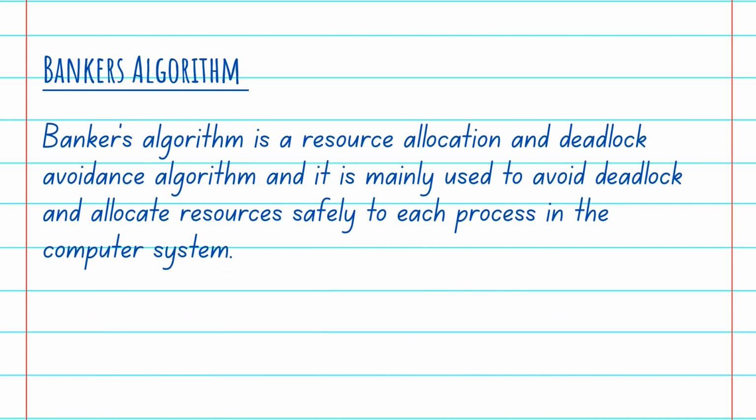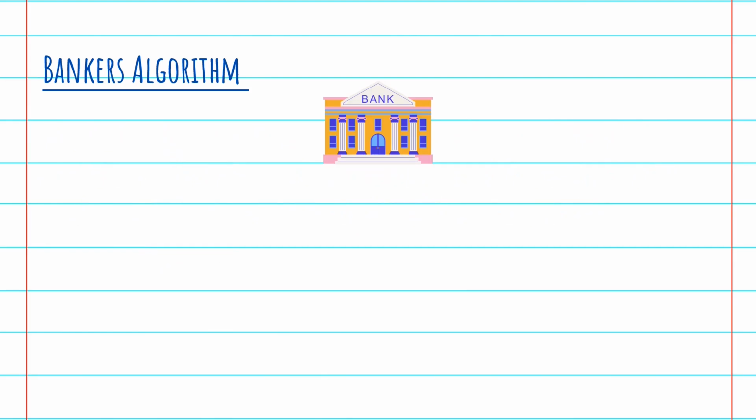So turning to Banker's algorithm, it is a resource allocation and deadlock avoidance algorithm, and it is mainly used to avoid deadlock and allocate resources safely to each process in the computer system. In simple terms, we can say that it helps the operating system to successfully share the resources between all the processes. Got it? As the algorithm's name suggests, this Banker's algorithm is mostly used in the banking sector. Keep it in mind, okay? To check whether the customer's loan could be sanctioned or not.